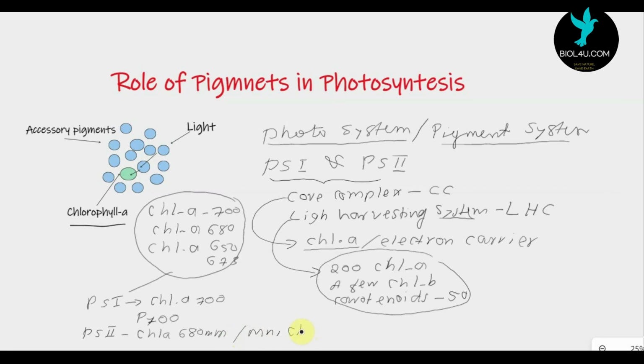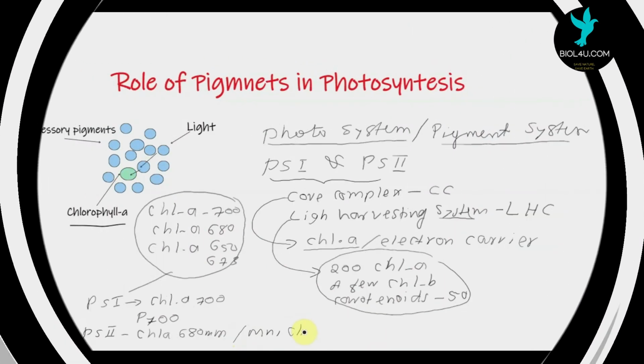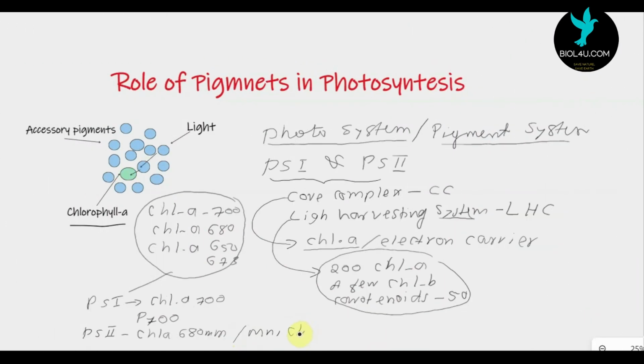It requires manganese, calcium, and chloride ions. These are required for the photolysis of water. So that is also present in pigment system 2, and that is absent in the case of PS1. It helps in the photolysis of water, the splitting of water. Okay, as we explained previously, photolysis of water provides electrons.